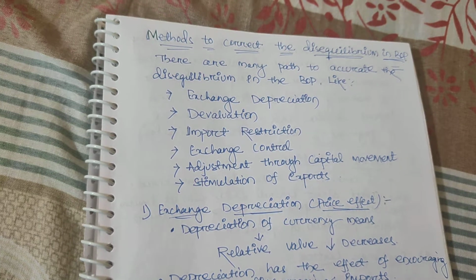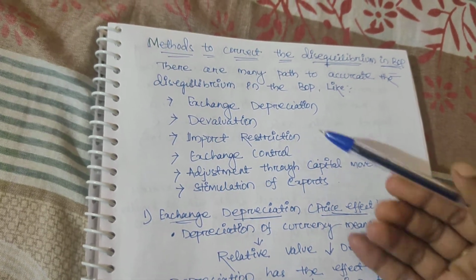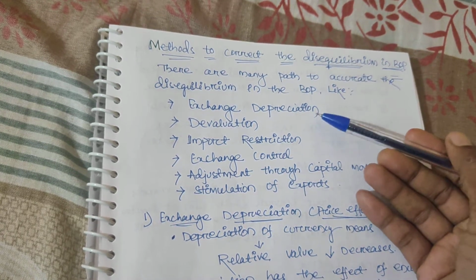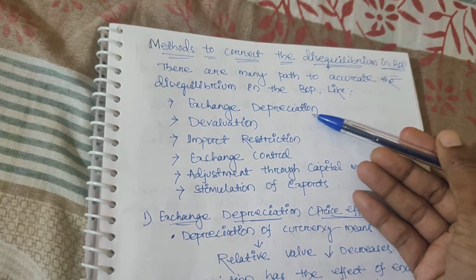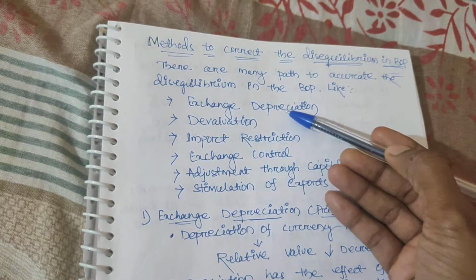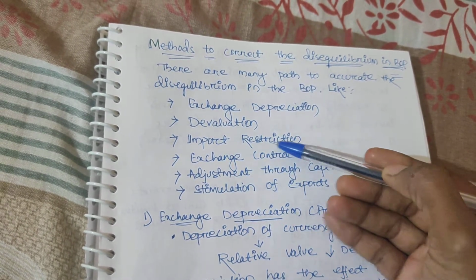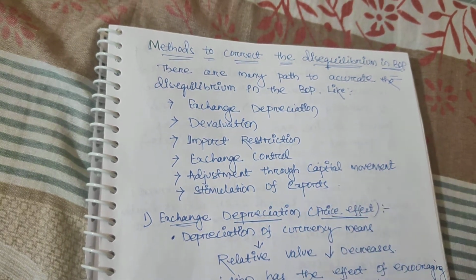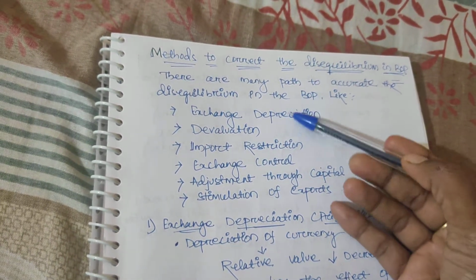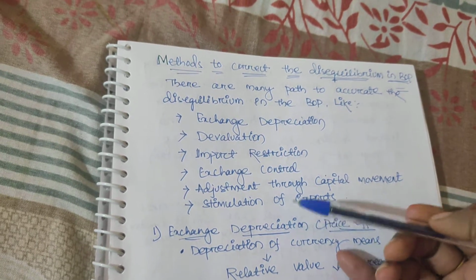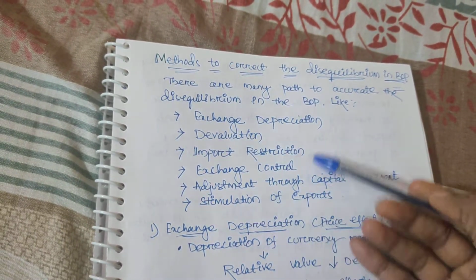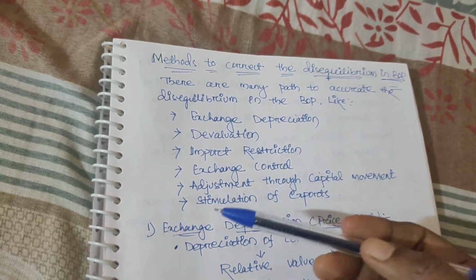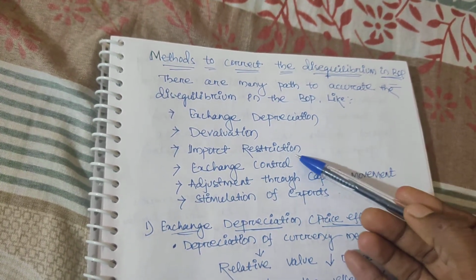of export. So here, what are the points I told? These are the methods, these are the ways to correct the disequilibrium of balance of payment. Get it? So first, exchange depreciation, devaluation, import restriction, exchange control, adjustment through the capital movement, stimulation of export. You may wonder why ma'am reads the same thing two times. Because you have to give importance to these points, because next I will explain one by one the definition and what all these things actually are.